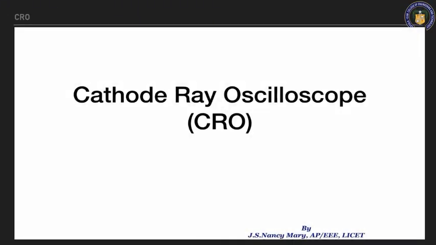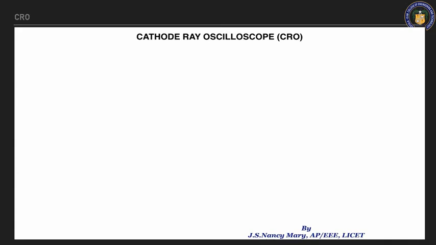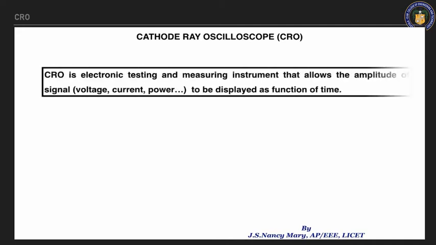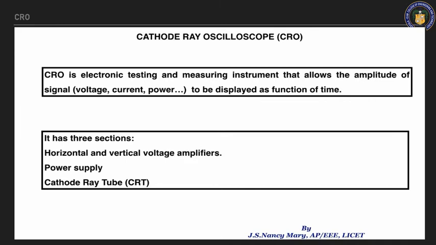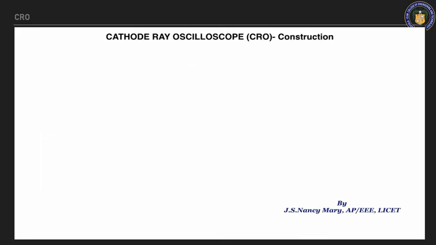So the cathode ray oscilloscope, you would have seen in the electronics lab, displays signals. It is an instrument which shows you the amplitude of any signal as a function of time. The cathode ray oscilloscope has three elements: one is the amplifiers, the power supply circuits, and the cathode ray tube. This is the old TV which we had in the olden days. It uses the CRT. Now, let us see the construction of the cathode ray oscilloscope.